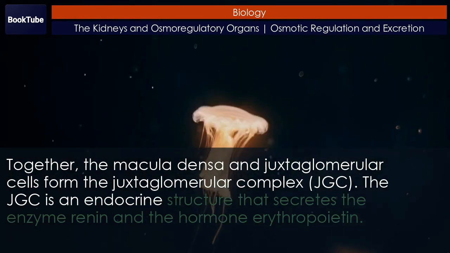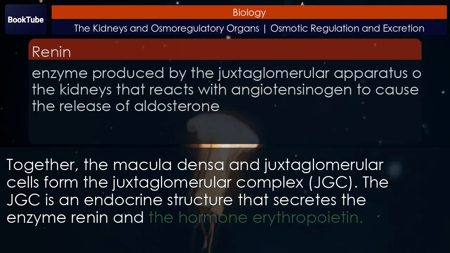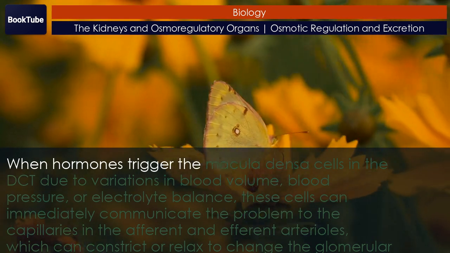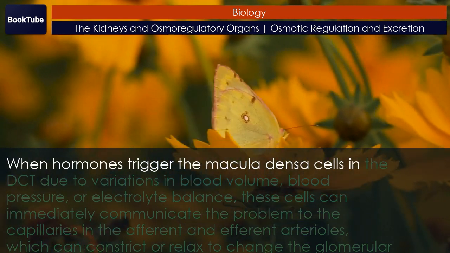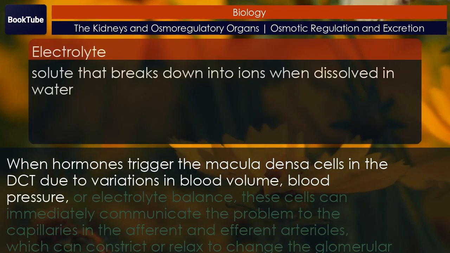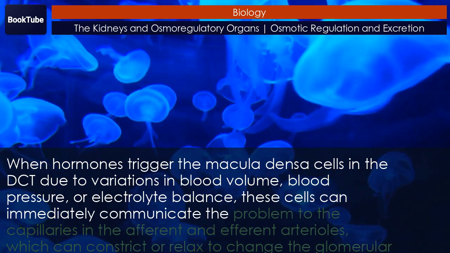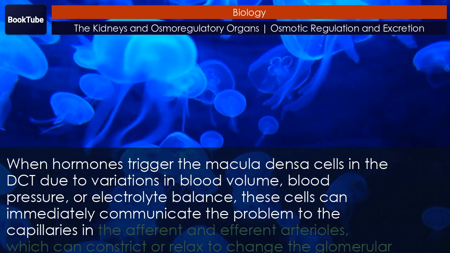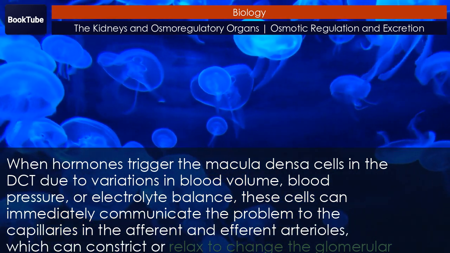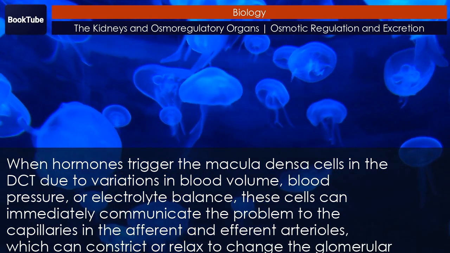The JGC is an endocrine structure that secretes the enzyme renin and the hormone erythropoietin. When hormones trigger the macula densa cells in the DCT due to variations in blood volume, blood pressure, or electrolyte balance, these cells can immediately communicate the problem to the capillaries in the afferent and efferent arterioles, which can constrict or relax to change the glomerular filtration rate of the kidneys.